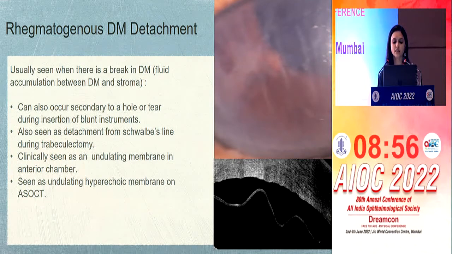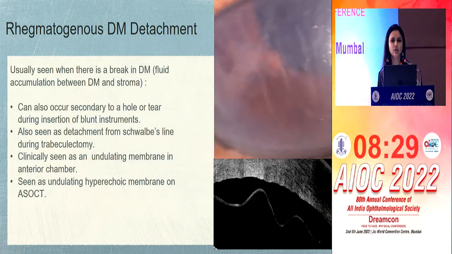Clinically, it is seen as an undulating membrane in the anterior chamber. And on an OCT, it is seen as an undulating hyperechoic membrane. At this point in time, I would like to highlight that certain diagnostic tests are very important. For example, in a DM detachment, if you have access to an OCT, things become much easier. And I always believe that diagnostic tests should not be a substitution for your clinical exam. It should be a supplementation.